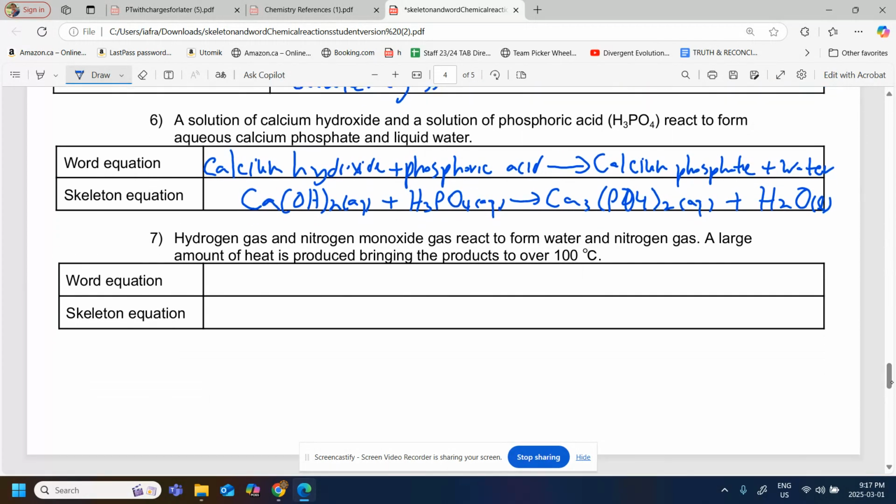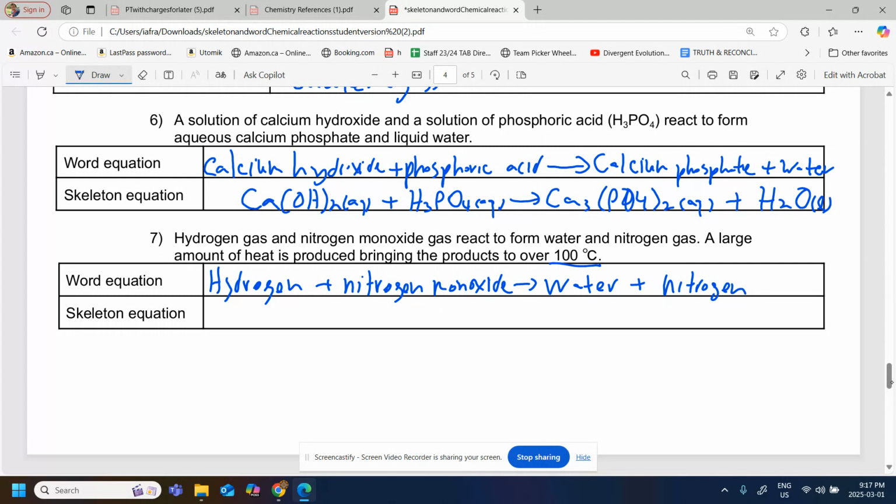All right, our last one here, we have hydrogen gas and nitrogen monoxide reacting to form water and nitrogen gas. So our reactants are hydrogen plus nitrogen monoxide, and they're producing water when they react plus nitrogen. It says that a large amount of heat is produced, bringing the products to over 100 degrees Celsius. That's probably a clue for what the state of water is going to be.